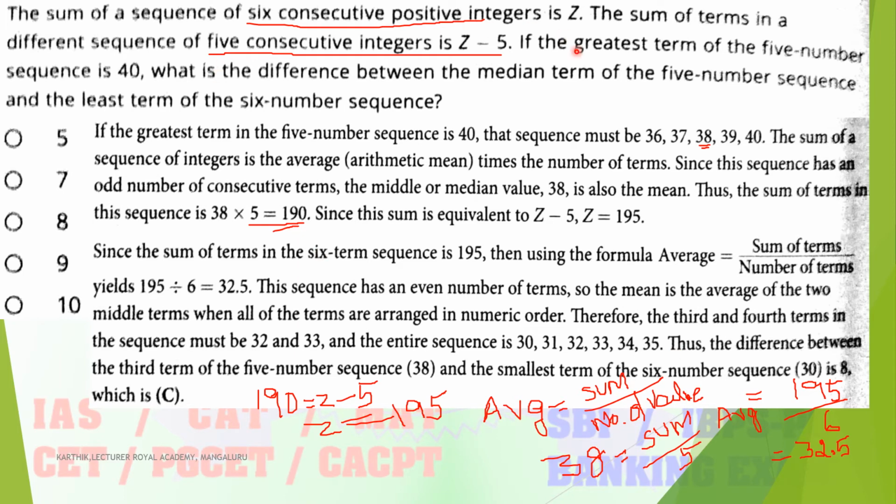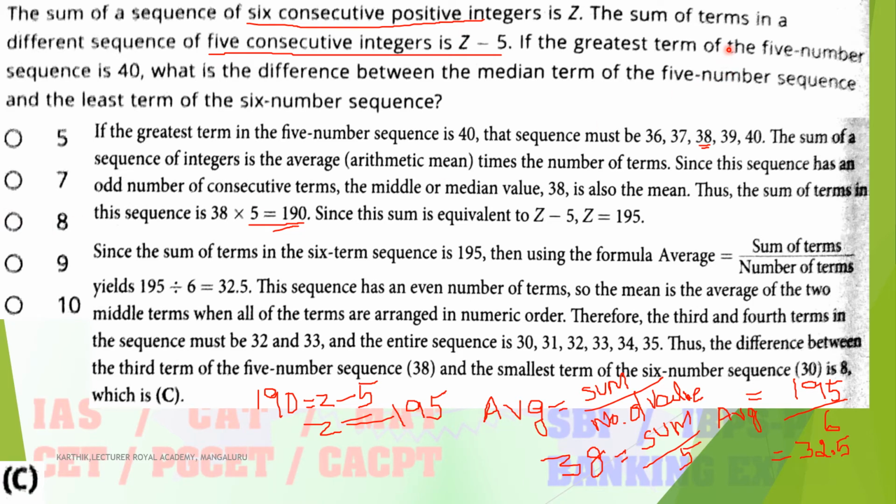So next, what is the difference? We have to find out the greatest term of the 5 numbers. What is the difference between the median term of the 5 numbers and the least term of the 6 sequence? Median term is what? 38. Least term of the 6 sequence is what? 30. So the difference, 38 minus 30, is how much? 8. Answer is C, C is the correct answer.